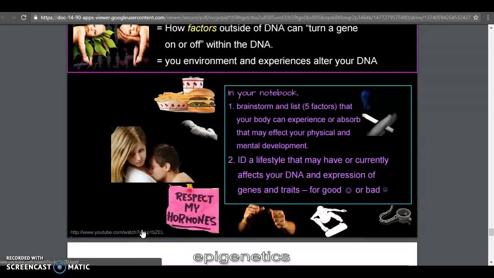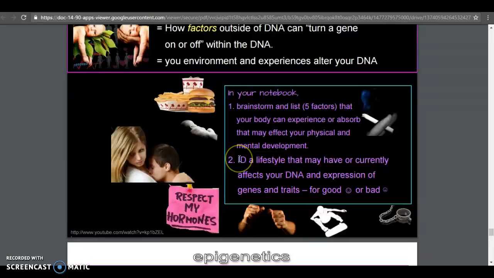Here's another URL you should click on to better understand some of these ideas of epigenetics. Here it says, brainstorm and list 5 things that your body can experience or absorb that may affect your physical and mental development. So what are 5 things in your environment that potentially could affect you physically or mentally? And it says make a brainstorm list of 5 things.